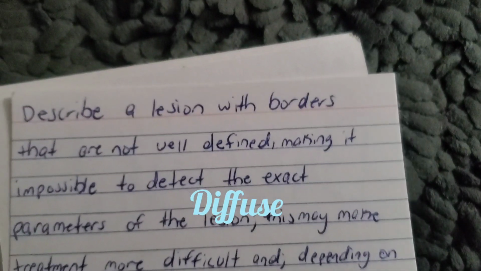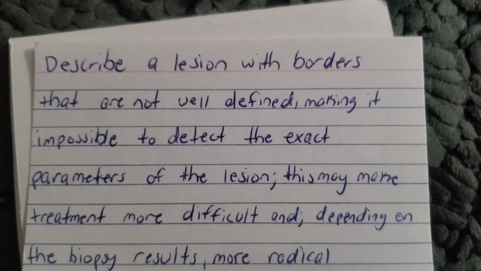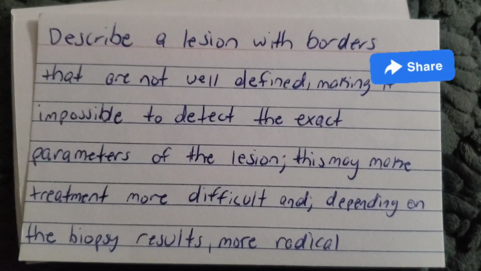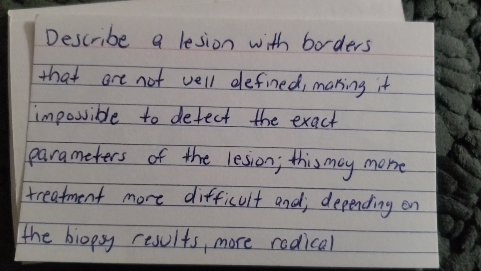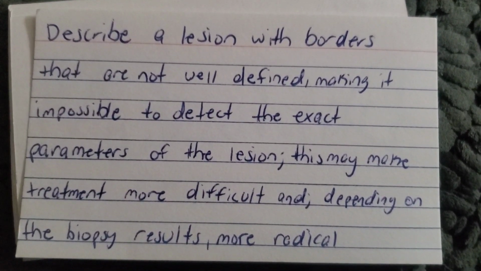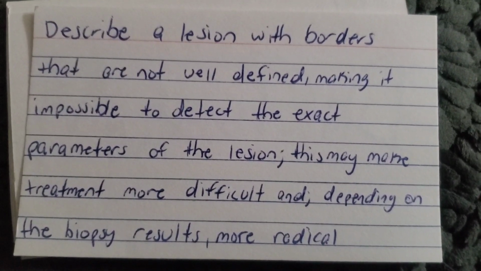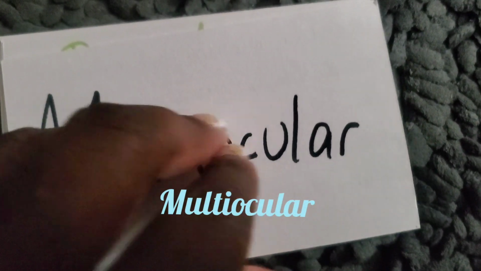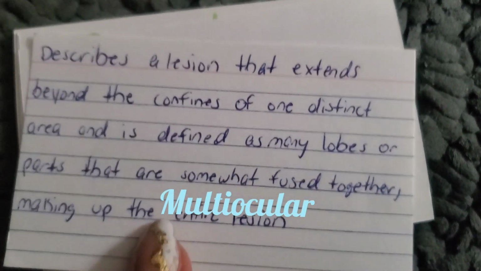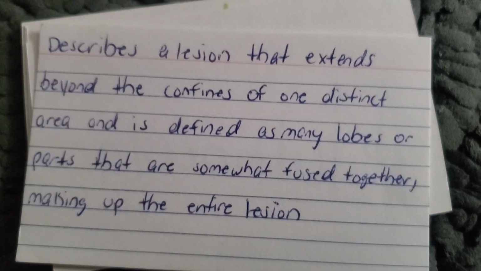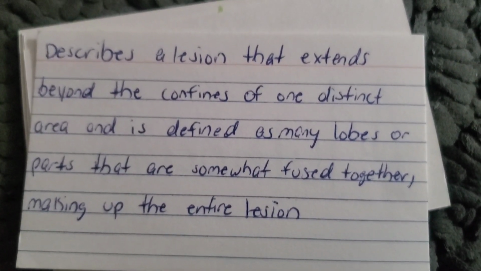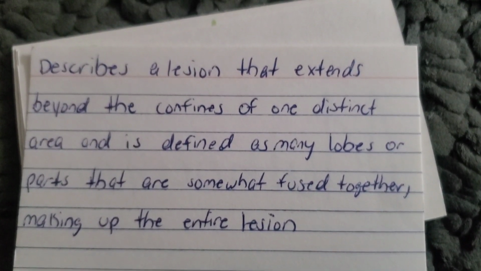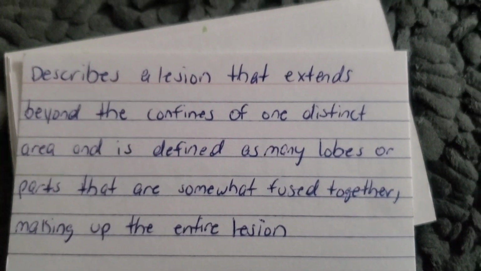Diffuse. Describes a lesion with borders that are not well defined, making it impossible to detect the exact parameters of the lesion. This may make treatment more difficult and, depending on the biopsy results, more radical. Multilocular. Describes a lesion that extends beyond the confines of one distinct area and is defined as many lobes or parts that are somewhat fused together, making up the entire lesion.